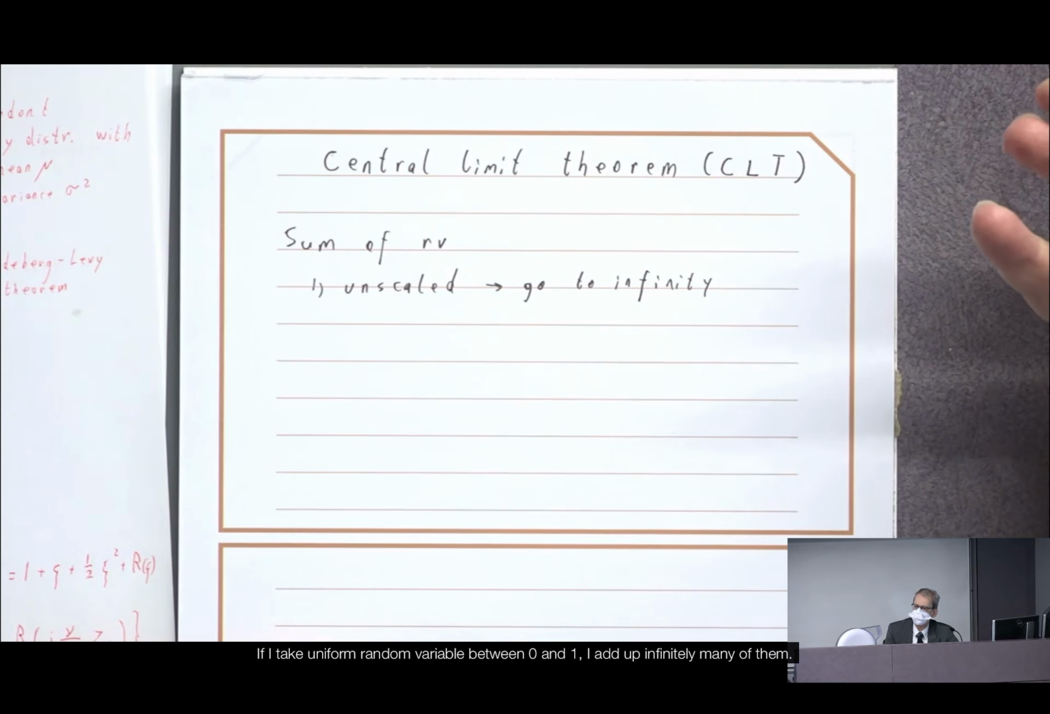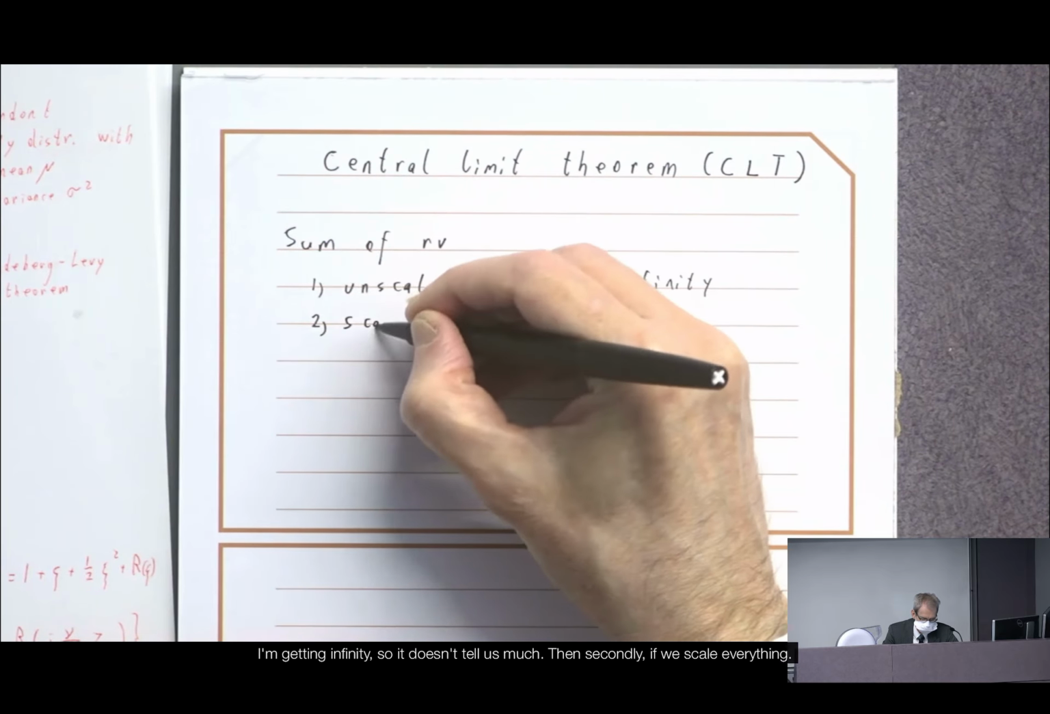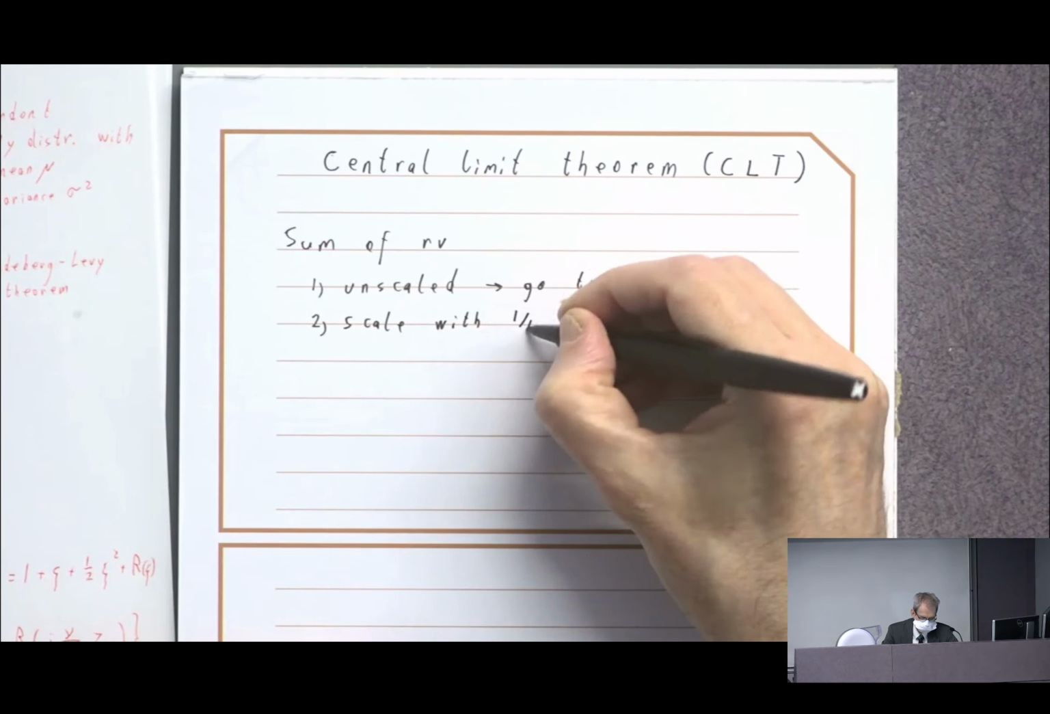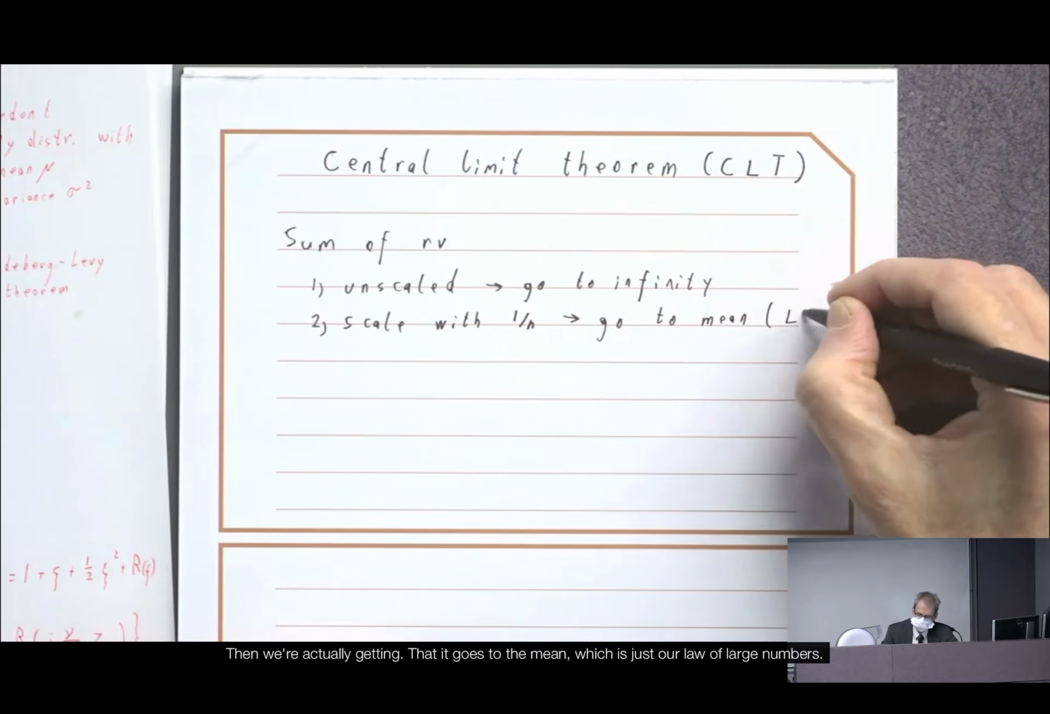If I take a uniform random variable between 0 and 1 and add up infinitely many of them, I'm getting infinity, so it doesn't tell us much. Then secondly, if we scale everything, we're actually getting that it goes to the mean, which is just our law of large numbers.